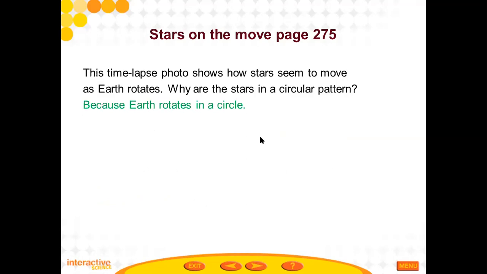Stars on the move. We will ask ourselves a question. Do the stars move? Yes, they are moving. This time lapse photo shows how stars seem to move. As Earth rotates, why are the stars in a circular pattern? Because Earth rotates in a circle. When Earth moves, we see the stars as if they are moving. But they are not moving around Earth, because all of us, even the stars, are revolving around the center of the universe. We see them moving in our sky not because they are moving around us, but because the Earth rotates around itself.